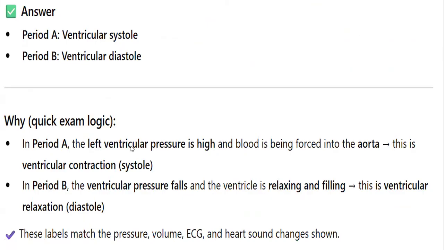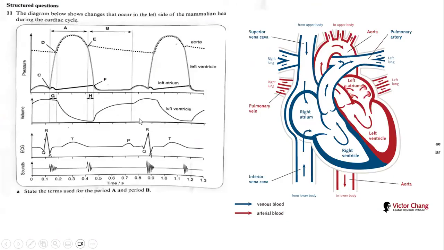Period A, the left ventricular pressure is high, and the blood is being forced into the aorta. We know that's what it means. If you look at this, the pressure in the ventricle is high. We would expect that to be the contraction. If the left ventricle is contracting, what's happening to the pressure? The pressure is increasing, right? So this definitely is going to be the ventricular systole.